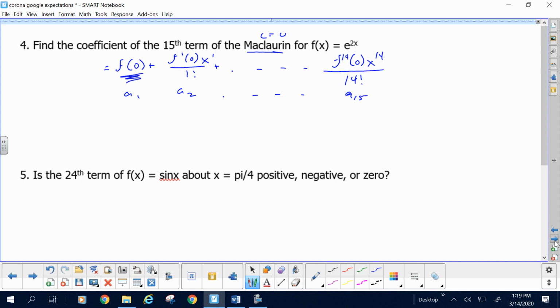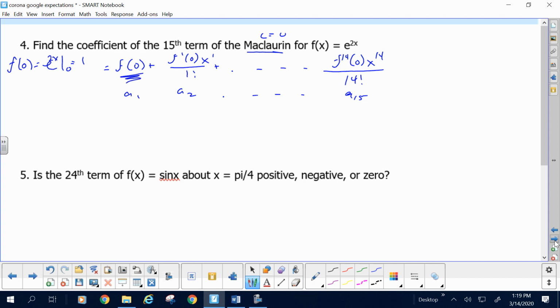All right. So I need to figure out what's that going to look like. What's the 14th derivative? Let's look for patterns here. No derivative is e to the x at 0. That's e. E to the 2x at 0, which is, oops, not e, 1. I'm dumb, sorry, is 1.